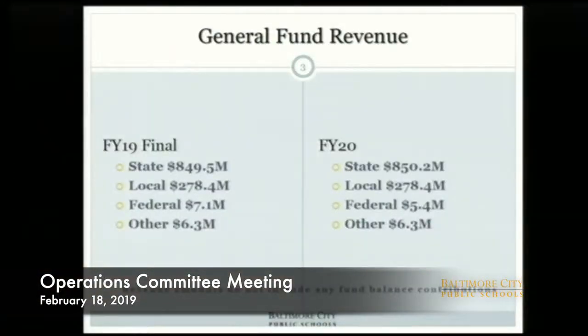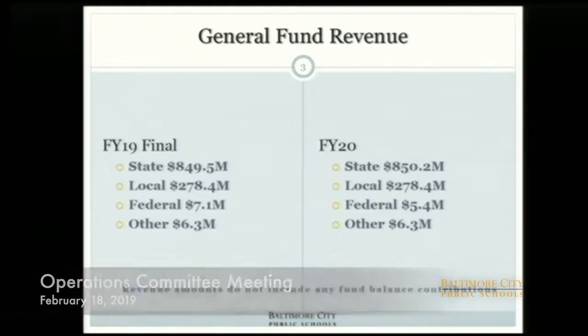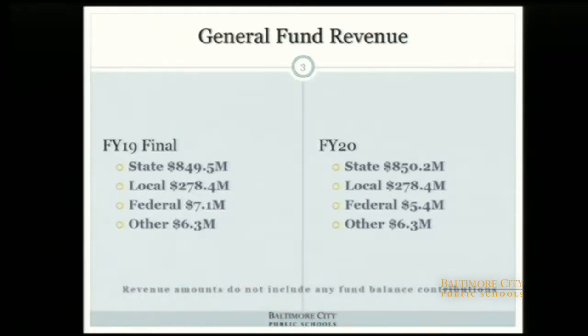So up first, we have the General Fund Revenue comparison from fiscal year 19 to fiscal year 20. This is the preliminary fiscal year 20 numbers. As you can see, the state numbers are fairly flat from what we received last year. The local number is exactly the same. There's a slight decrease in federal, which is expected from E-rate, and the other revenue expected to stay the same.